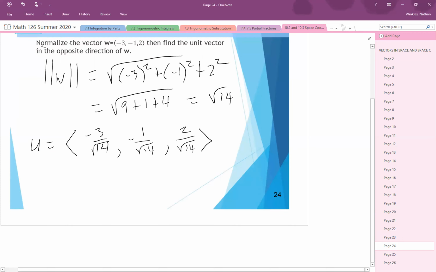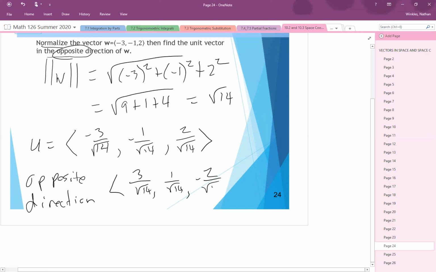So we normalized. Now it says find the unit vector in the opposite direction. So opposite direction means we would have 3 over root 14, 1 over root 14, and negative 2 over root 14. So opposite direction means minus u, is what that really means.